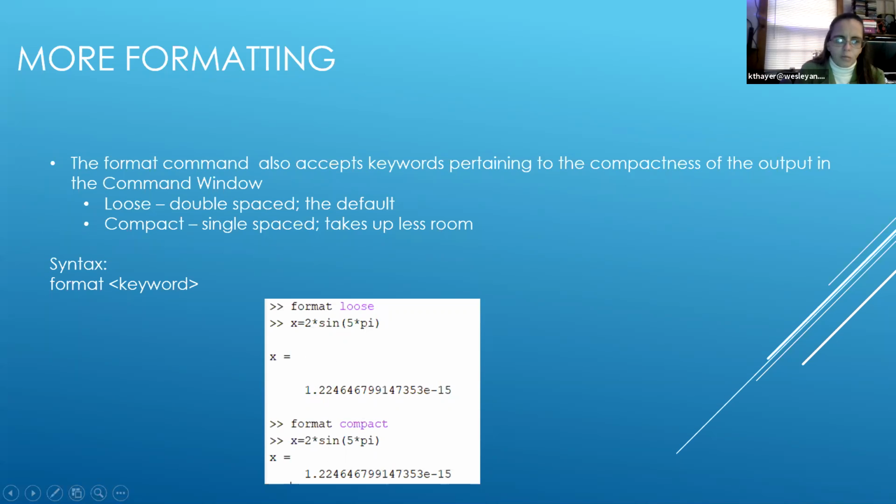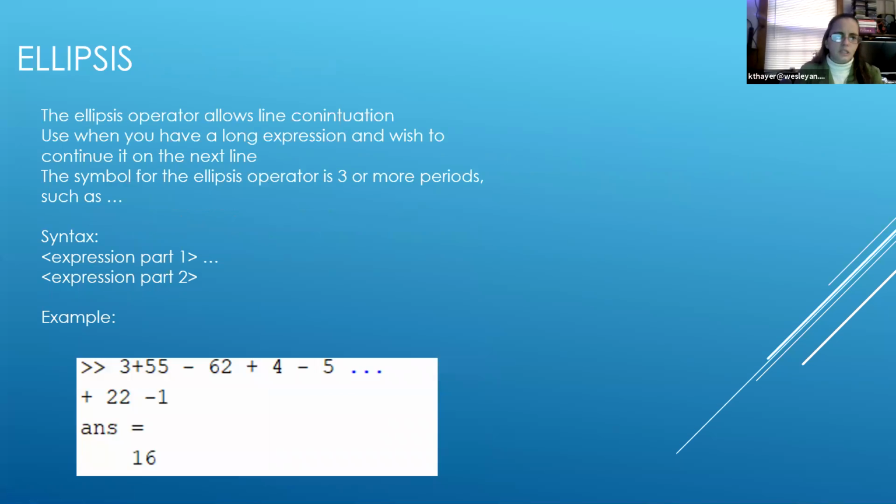But if we do it in compact, it's much closer together. The ellipsis is an operator that allows line continuation. So if you need to wrap something, use this when you have a long expression and wish to continue it on the next line. The symbol for the ellipsis operator is 3 or more periods. It's the ... So for example, you could have something and then an ellipsis and continue it.